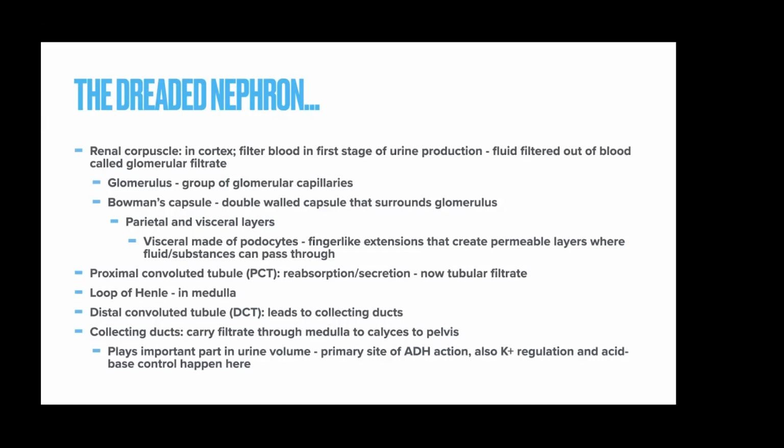Going down into the kidney, now located in the medulla, we have our loop of Henle. And then we're going to make our way back up to our distal convoluted tubule, which leads to the collecting ducts. Now these carry the filtrate through the medulla to the calyces of the kidney and then to the pelvis. And obviously once we hit the pelvis, we're now urine.